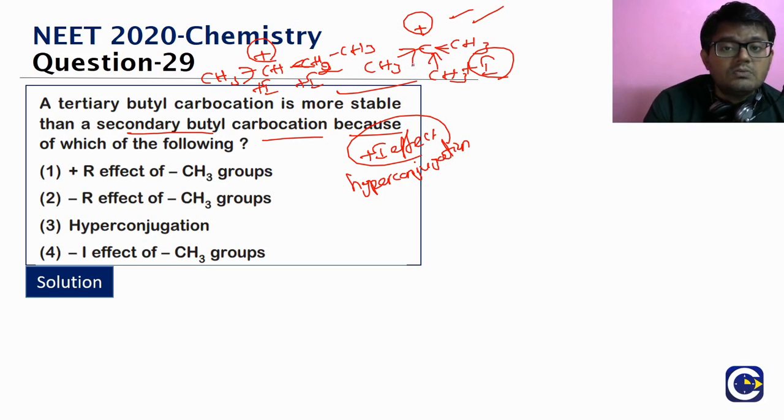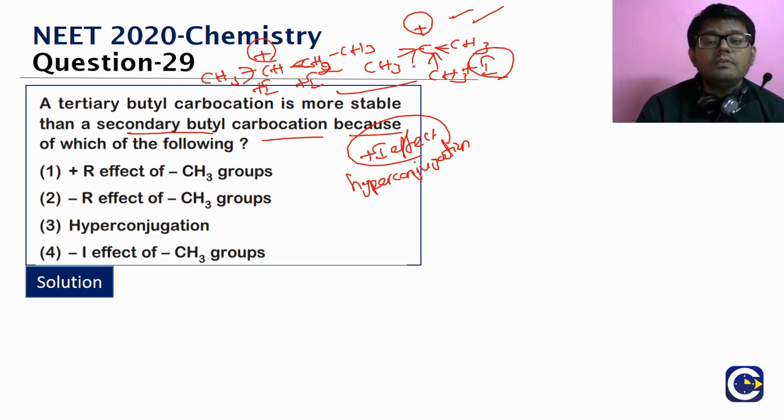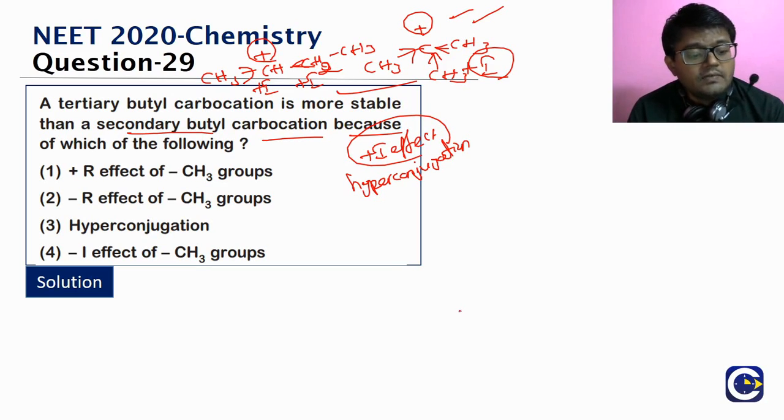Here tertiary butyl carbocation has got 3 methyl groups. Secondary butyl carbocation has got 1 methyl and then 1 ethyl group attached. So we will not be able to conclusively explain the higher stability of the tertiary butyl carbocation based upon just the plus I effect. So what is the effect that we will be able to look at? The other one is the hyperconjugation.